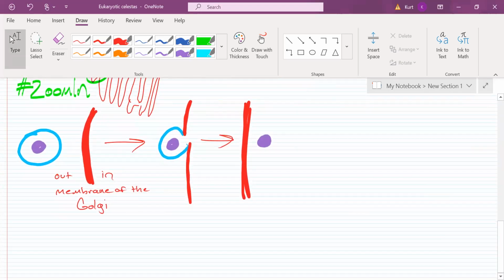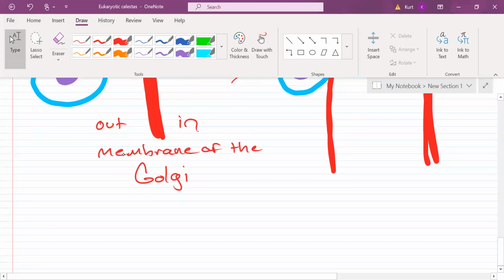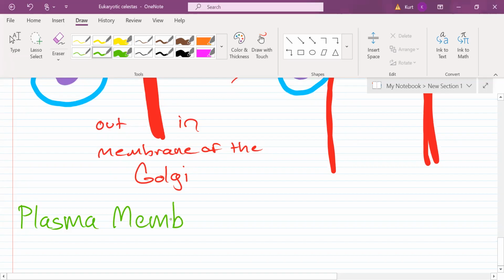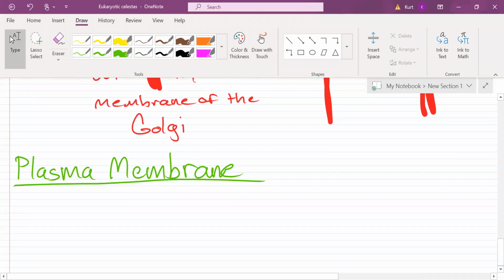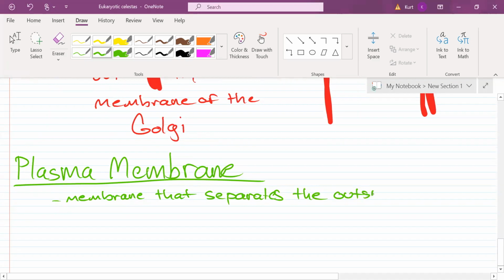Okay, so now this protein is going to be inside the Golgi apparatus. It's going to be shaped and structured for its final leg of its journey. That's going to take us to the plasma membrane, also called the cell membrane, same thing. The plasma membrane is a membrane that separates the outside environment from the inside.